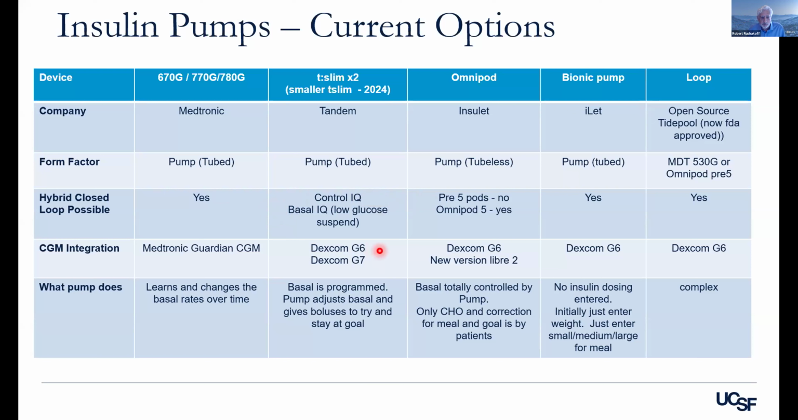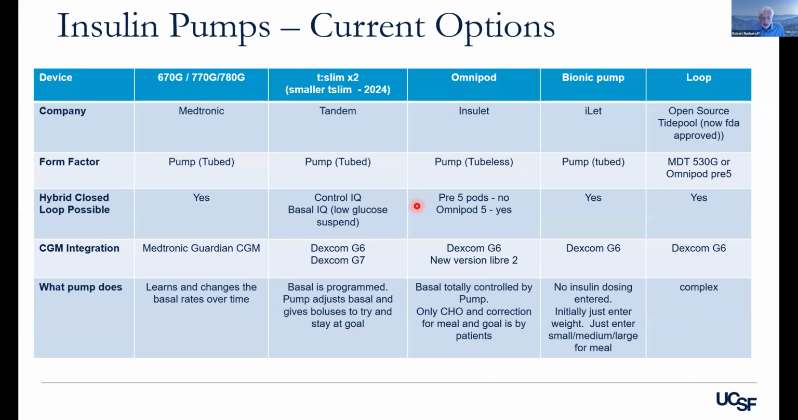That'll use a Dexcom G6 and now a Dexcom G7 continuous glucose monitoring. Again, the basal is, you program that in, but the pump will adjust the basal, and if the blood sugars are going up too quickly, it'll actually give little micro boluses to help bring it back down. The Omnipod, the patch pump that's on the arm generally, it's tubeless.